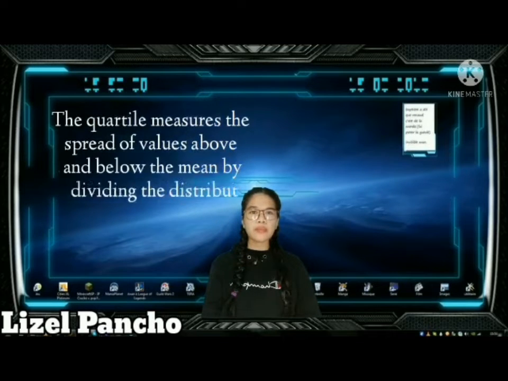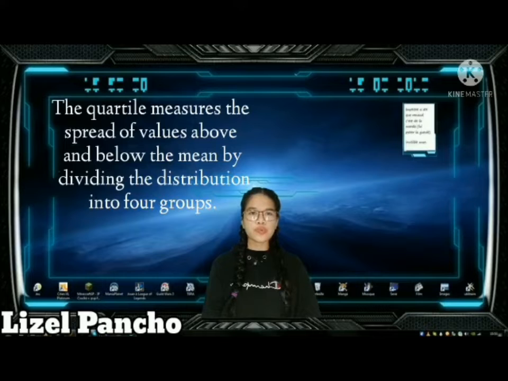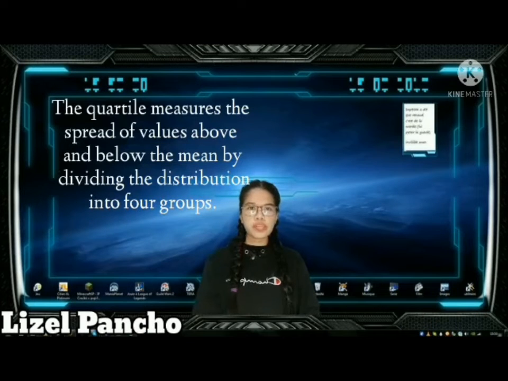Yes, ma'am, as I continue this mission, I've discovered that the quartile measures the spread of values above and below the mean by dividing the distribution into 4 groups. A quartile divides data into 3 points, a lower quartile, median, and upper quartile, to form 4 groups of the data set. Provide an example for the team to understand my mission.